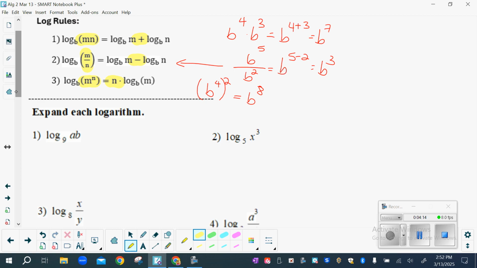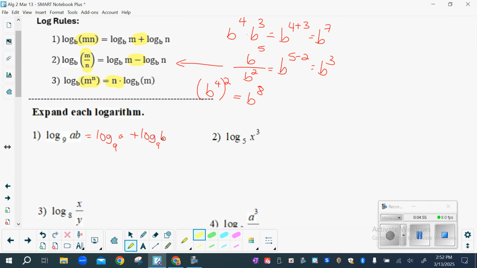So this is multiplication. So which log rule are we going to use? The first, the second, or the third? The first one, because this is multiplication. So we're going to make this log base 9 of A plus log base 9 of B. Does that make sense? So we just rewrote it because it's multiplication, we made it plus. So when it's multiplication, it becomes addition. It is 2 separate logs.